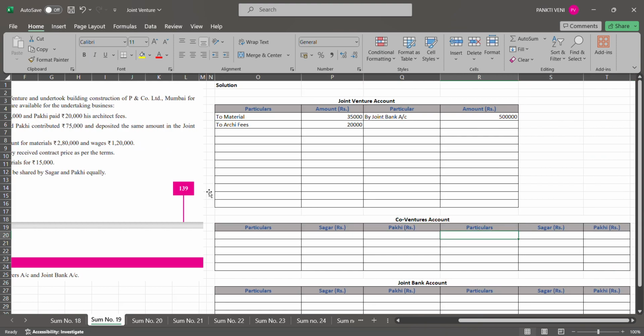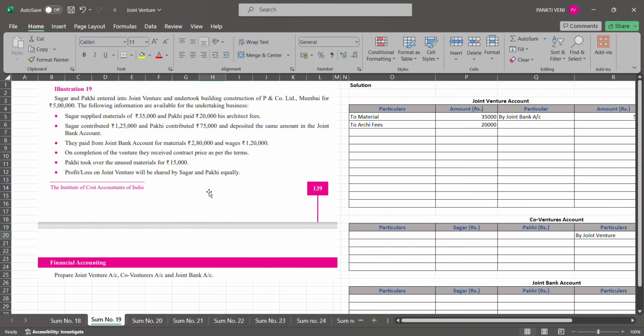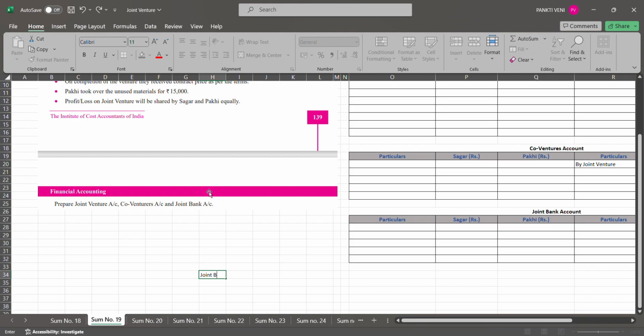And under co-venturer, I will write by joint venture, it will be 35,000 here and 20,000 here. Then we have Sagar contributed rupees 1,25,000 and Paki contributed 75,000 and deposited the same amount in the joint bank account. So Sagar is contributing, so I'm getting joint bank to Sagar and here I'm getting joint bank to Paki.